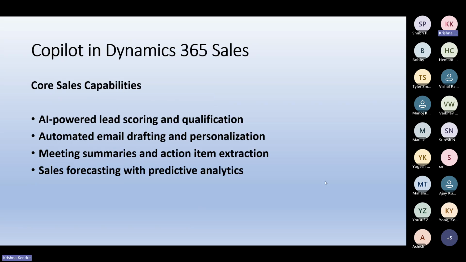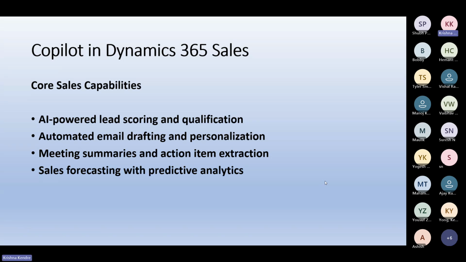So let's start one by one. For every application, how does Copilot help you? The core sales capabilities. A business requires sales, and salespeople bring revenue, which is the main aspect of a business. You can empower your sales team by leveraging Copilot, cutting-edge AI that helps the sales team be more productive, proactive, and effective. So, AI-powered lead scoring and qualification.